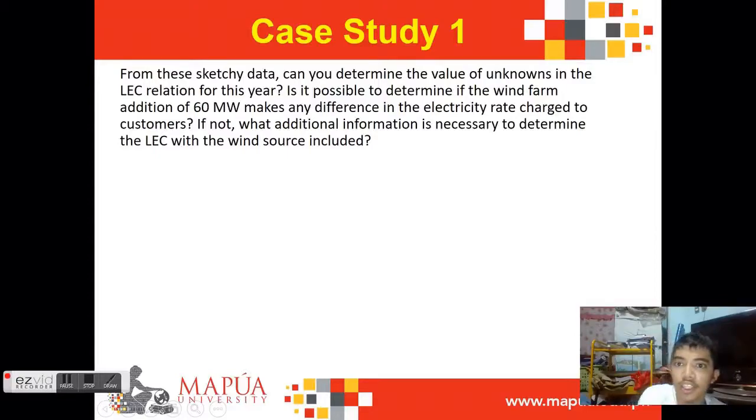From this sketchy data, can you determine the value of unknowns in the LEC relation for this year? Is it possible to determine if the wind farm addition of 60 megawatts makes any difference in the electricity rate charged to customers? If not, what additional information is necessary to determine the LEC with the wind source included?